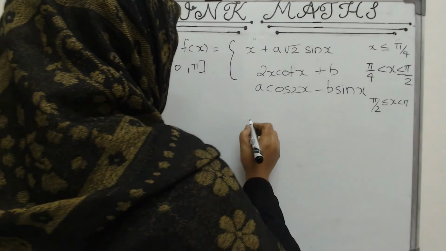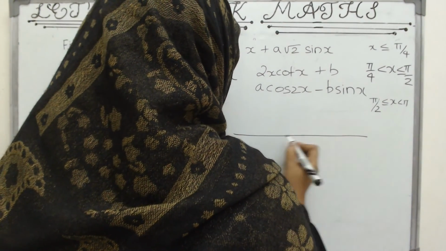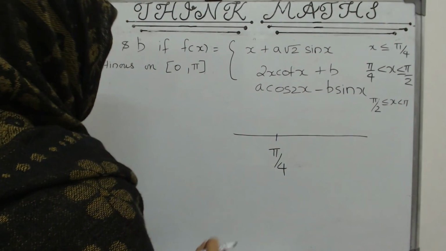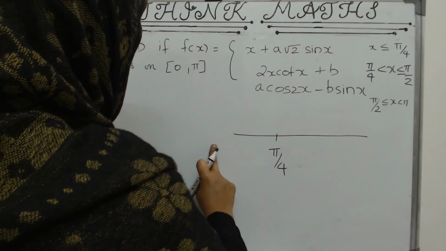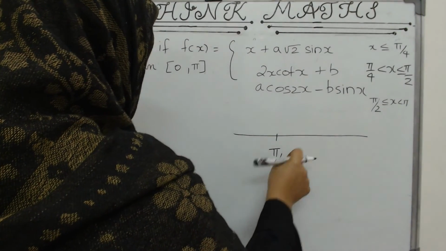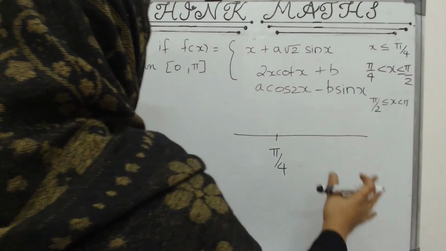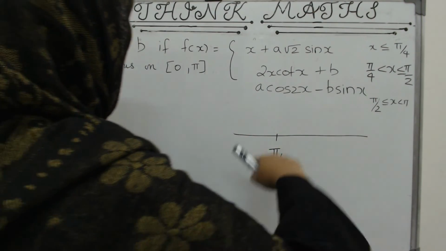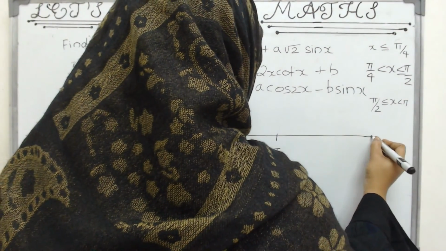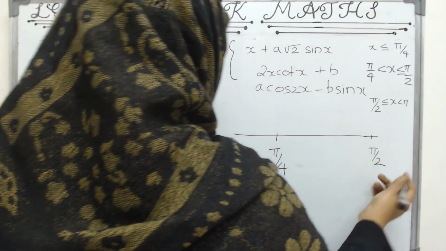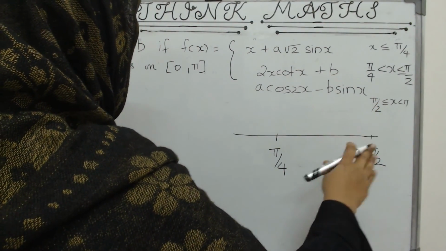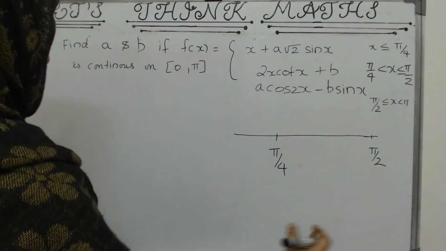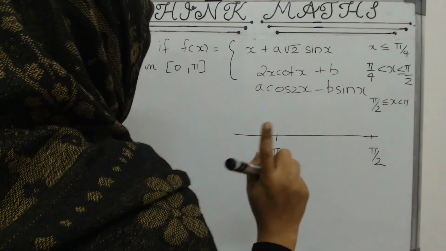Now what do you see? You have two splits in the number line. The first one happens at pi by 4. Then what will you get? You will get three values: one from left, one from right, and one at pi by 4. So combine all the three, get one equation. Then the other split happens at pi by 2. Again you will get three sets of values: one from left, one from right, one at pi by 2. Join all of them to get one equation.